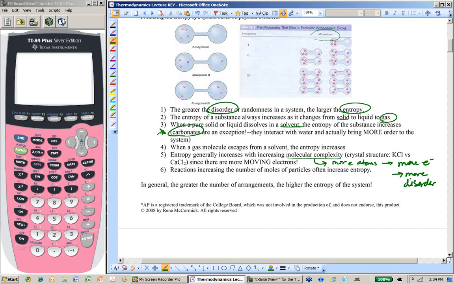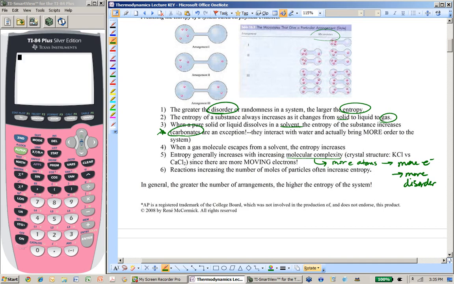It's really the electrons that are the culprit in increasing the entropy. All right, so reactions increasing the number of moles of particles often increase entropy as well. So even if you have a liquid dissociating into 2 more liquids, just start getting in the habit of looking at moles on the left, moles on the right.